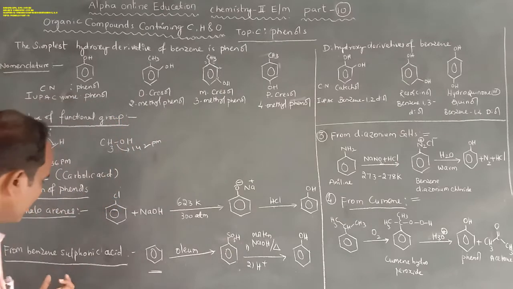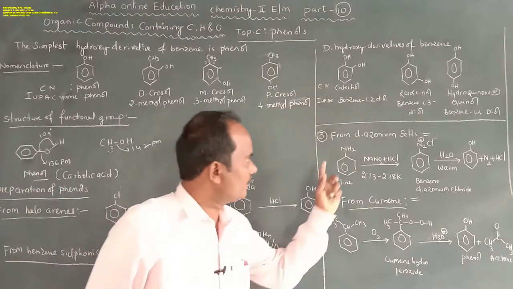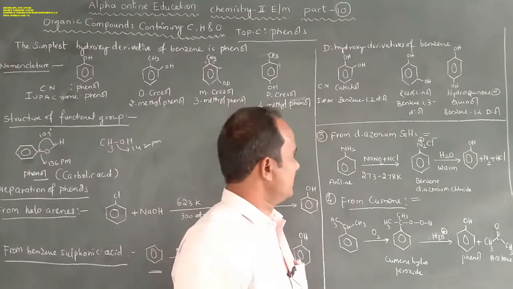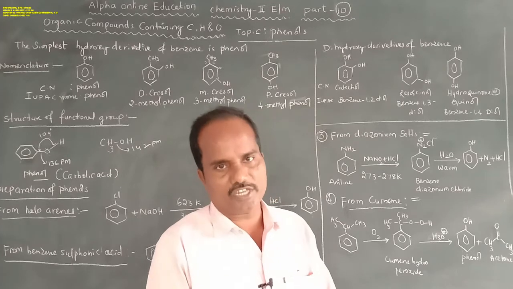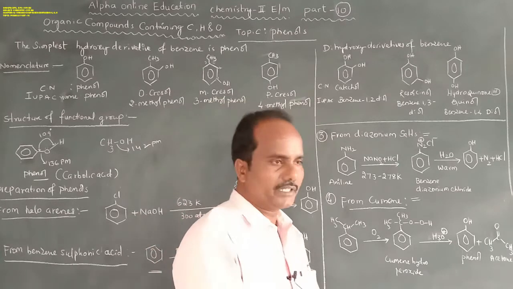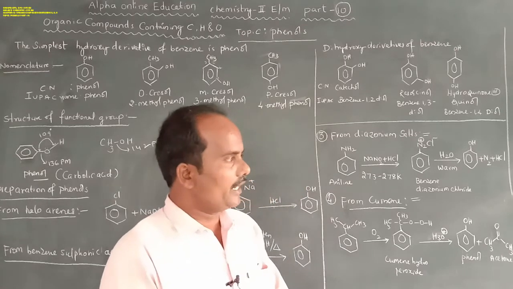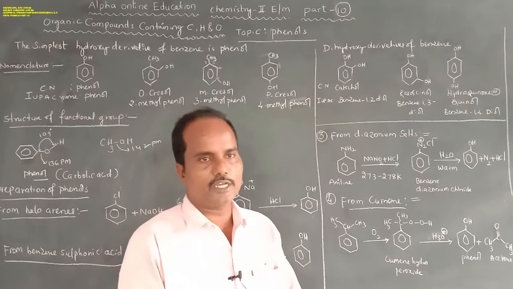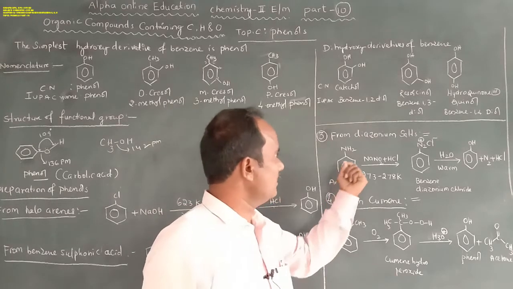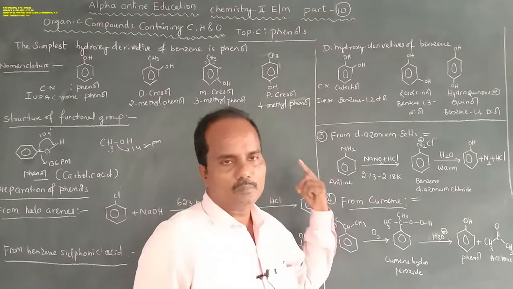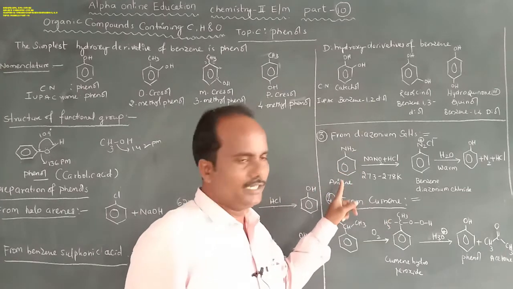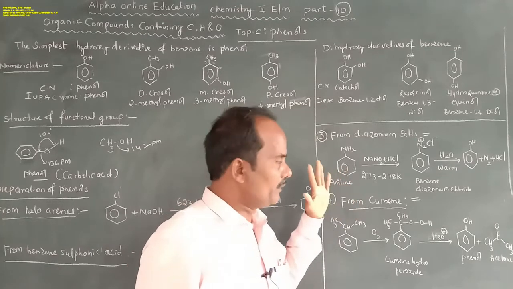This is another method. The next one is from diazonium salts. A diazotization reaction is involved in this method. For the diazotization process, we need aromatic primary amines. Here we are taking aniline, which is an aromatic primary amine.